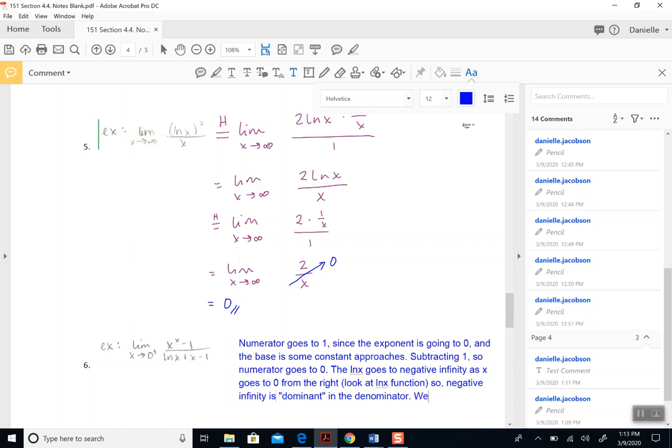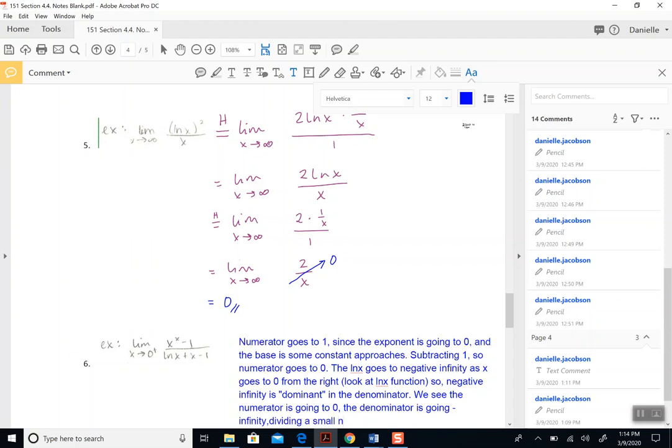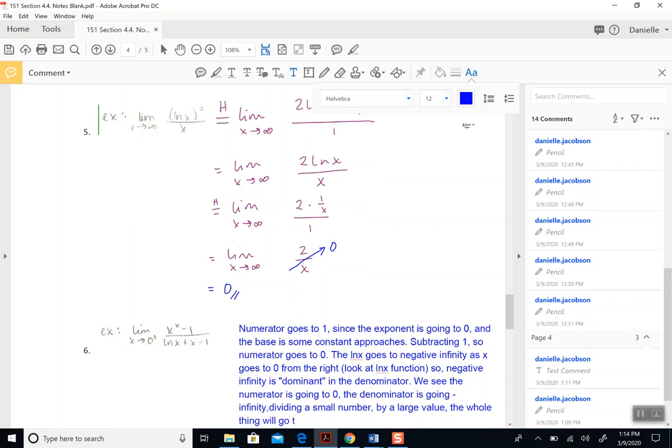So here we see the numerator is going to 0. The denominator is going to negative infinity. Okay, so we're dividing a small number by something really big, which means this is going to go to 0. So dividing a small number by a large value, the whole thing will go to 0.